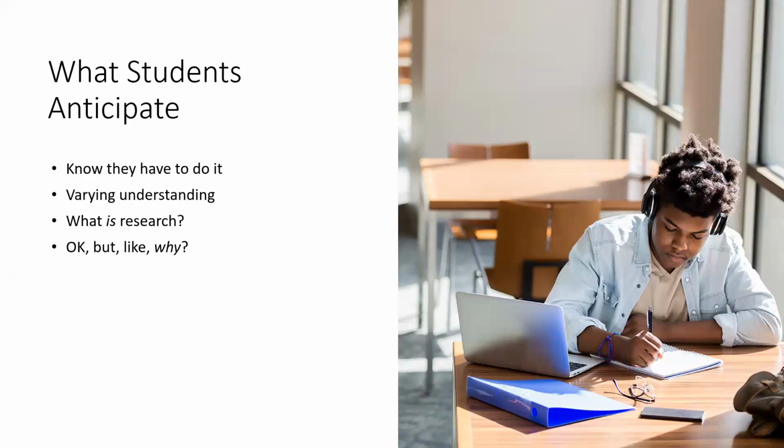Students usually know that they have to do research in college. It's just sort of the vibe of college. Everyone knows when they come here, they're going to be expected to do some level of research. However, there are varying levels of understanding of what academic research really is or what the purpose of academic research is. And so what we've noticed is students have a wide array of experiences and expectations in what they anticipate coming into the classroom.